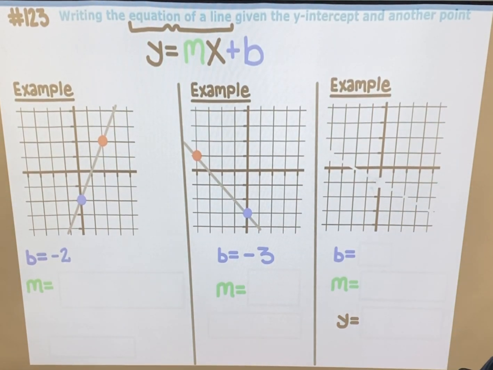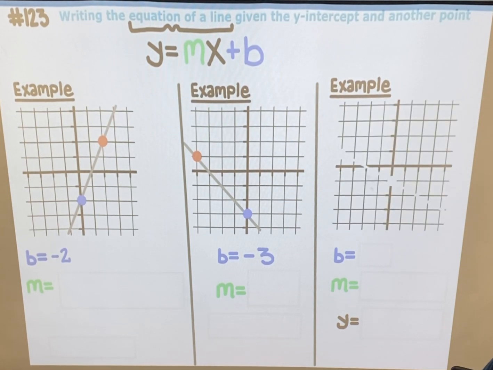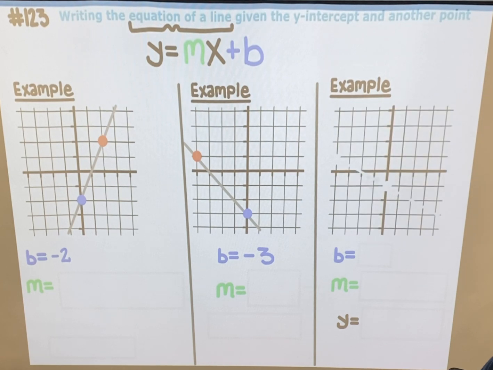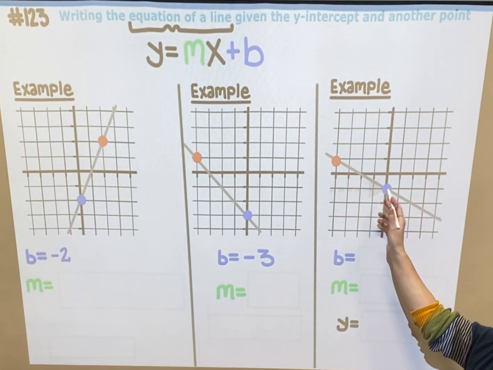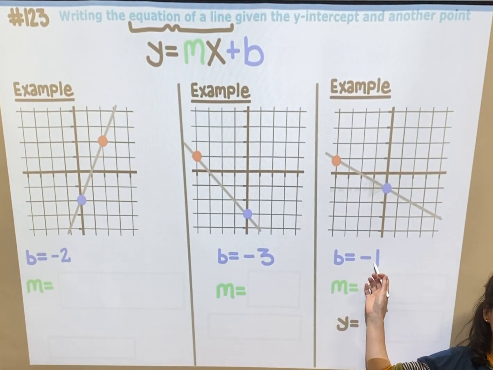This one here, you can't really see it. Okay. This one is crossing at -1. So my y-intercept, my B is -1.